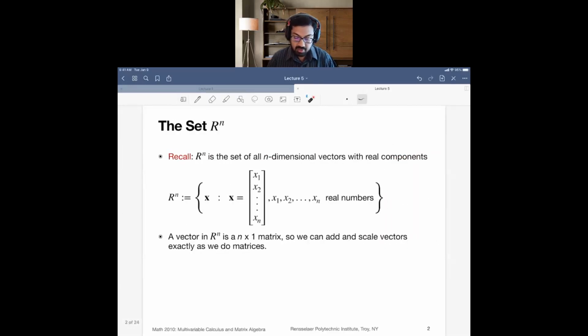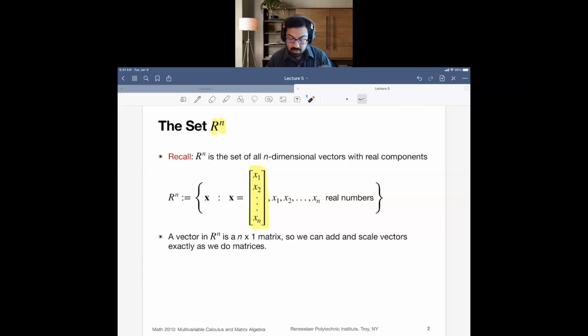So what is a vector space? The set R to the n, right? This is an n-dimensional vector, exactly like this. Let me just show you where R to the n appears here. R to the n is something like that. This is a vector of real numbers, and it has n rows and one column. It's an n-dimensional vector. This is something that we have seen before. So R to the n is a set of all n-dimensional vectors with real values.